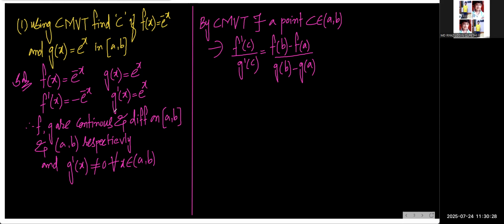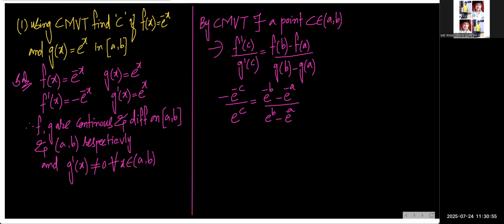F dash of c value is minus e power minus c, by g dash of c value is e power c. Replacing x with c, f of b means we get e power minus b minus e power minus a, divided by g of b means e power b minus e power minus a. So e power plus a.